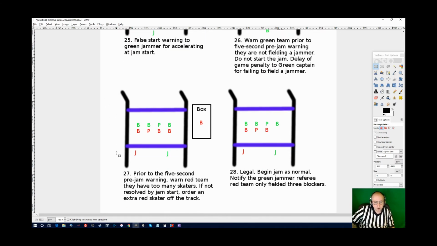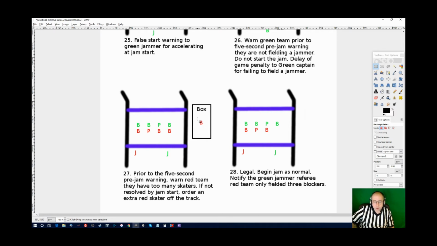27. Prior to the 5-second pre-jam warning, in this one over here, warn red team they have too many skaters. Because, again, they got 5 blockers. You can, by the way, say too many blockers. That's fine, too. It doesn't matter. If not resolved by jam start, order an extra red skater off the track. So, again, you don't warn them after the 5-second warning because we don't want 2 of their skaters to instantly go, oh crap, and jump off the track because that would impact the game. So prior to the 5-second pre-jam warning, we'll tell them that red team, too many skaters, too many blockers.